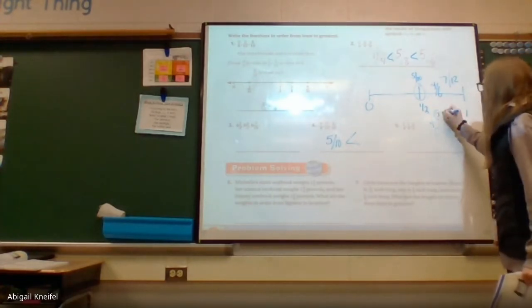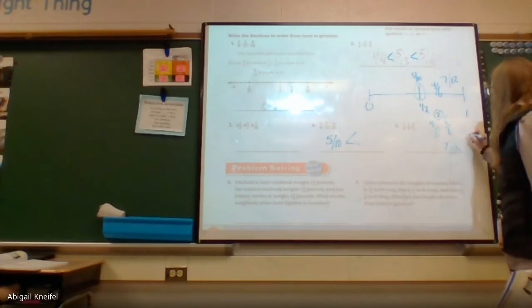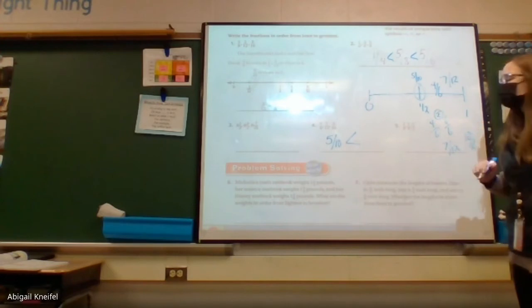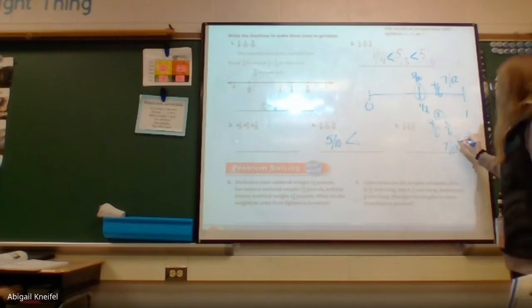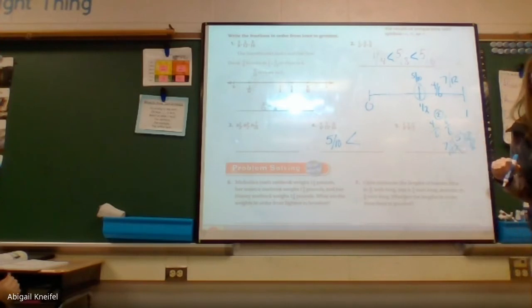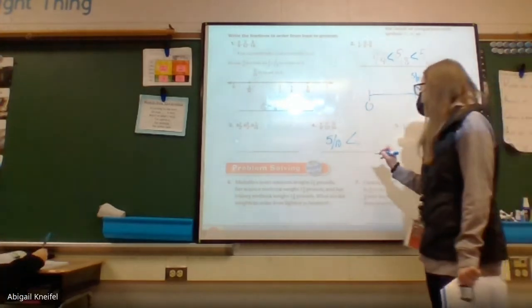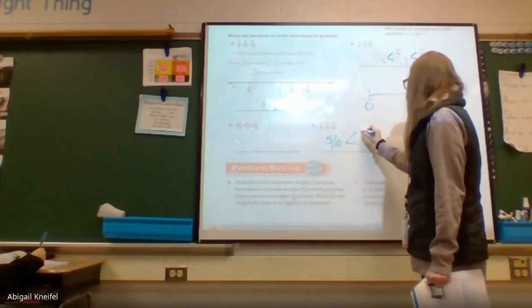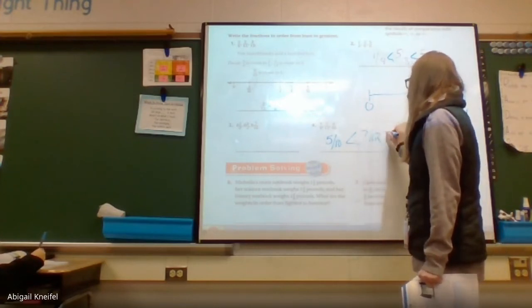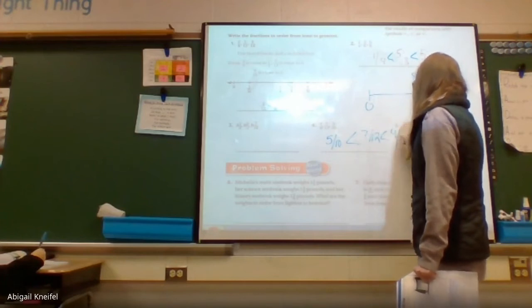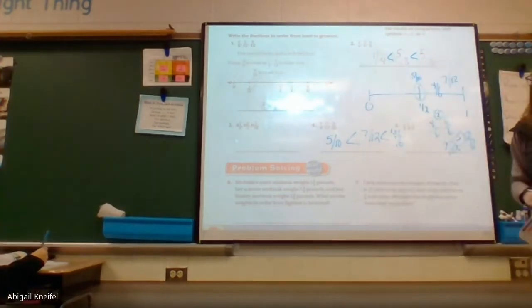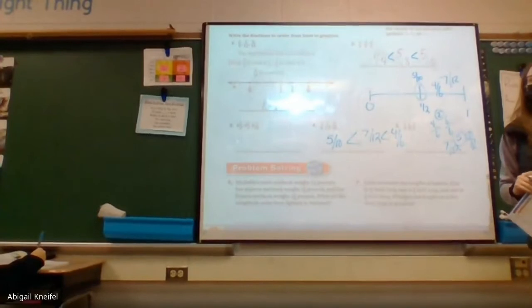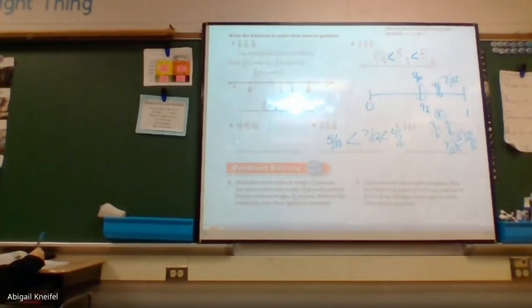Now 7/12 to 12/12, what's the difference there? 5. So which one is bigger? 4/6. So it should be 5 tenths is less than 7/12, less than 4/6. That should be your answer. So we should be writing those greater than or less than symbols in between instead of commas.